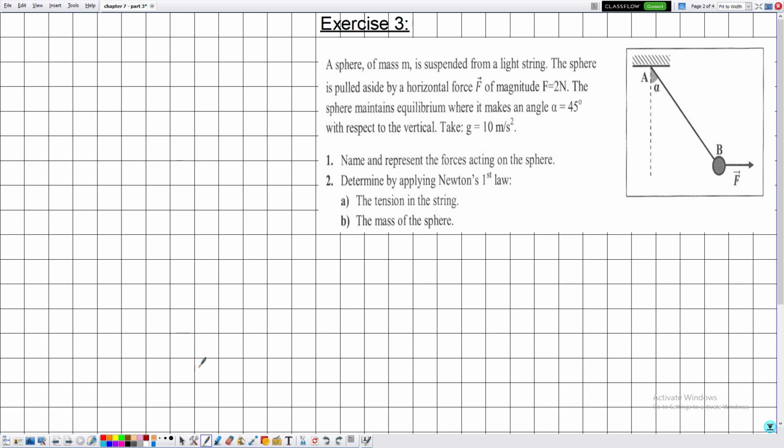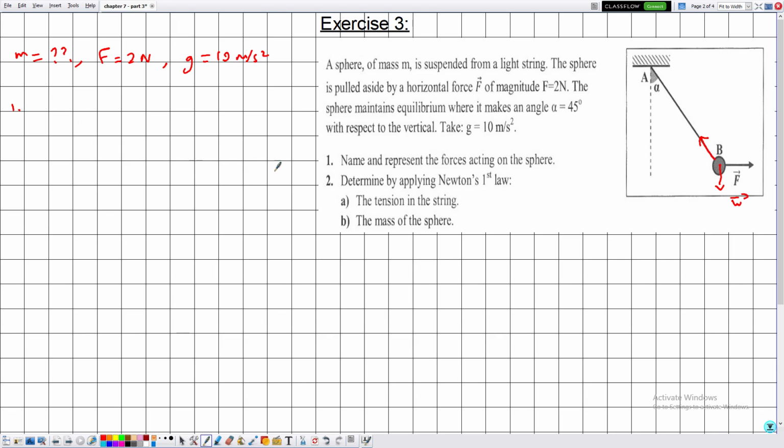So now let's start with exercise number 3. They are telling me a sphere of mass m is suspended from a light string. Because we have a mass, we have a weight which is vertically downward, and because we have a string, we have a tension along the string. The sphere is pulled by a horizontal force F of magnitude F = 2 newtons. The sphere maintains equilibrium where it makes an angle alpha = 40 degrees with respect to the vertical. Take g = 10 meters per second squared.